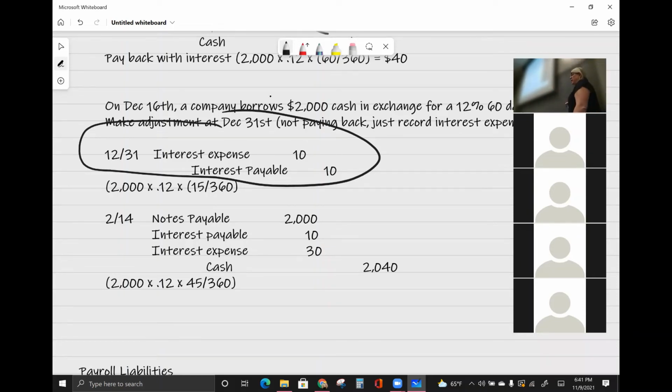Now this period, I've calculated out my interest expense for 45 days and it came out to $30. Now I'm going to record the interest expense. My debit interest expense for $30. So this year, what goes on my income statement is $30 interest expense. And then my cash going out again is for the full payment. I'm paying principal and interest. So it's $2,040. Does that make sense?